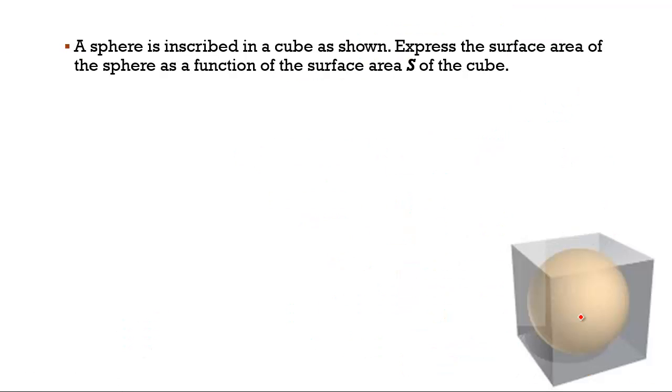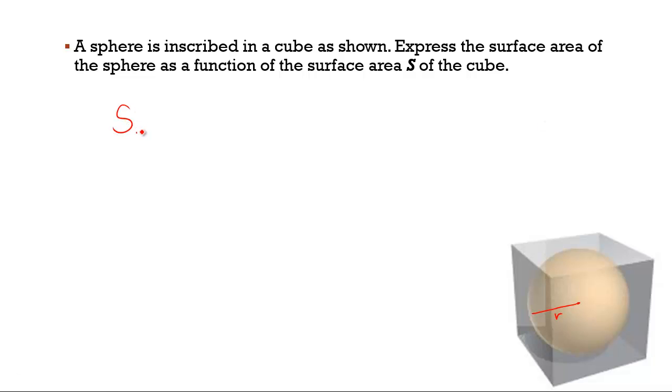Okay, so we've got a sphere inside of a box, a cube, and they want us to express the surface area of the sphere as a function of the surface area of the cube. So this problem's a little more challenging. We need some variables though, because the surface area of the cube is based on some of the other measurements here. So the measurement I would choose to base everything on would be the radius, because we know how to find the surface area of the cube and of the sphere based on the radius.